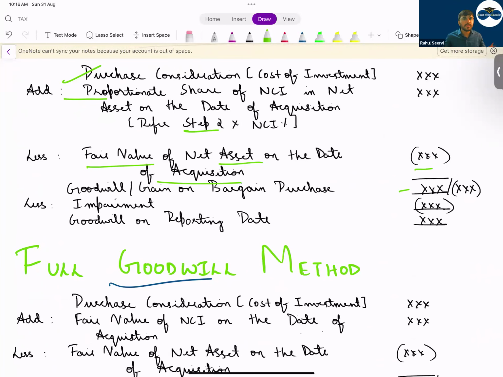If it's a gain on bargain purchase, it will hit your retained earnings and P&L. It will not hit your balance sheet regarding the non-current asset part. If it's a goodwill, it will take a hit. Less impairment. Now this impairment will only belong to parent. And this is the thing we have.